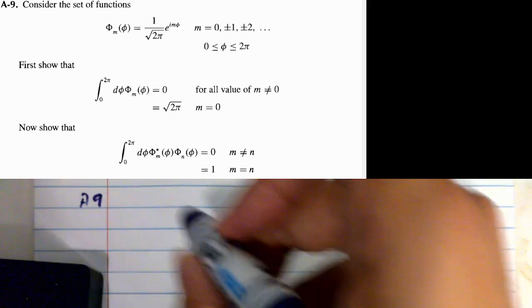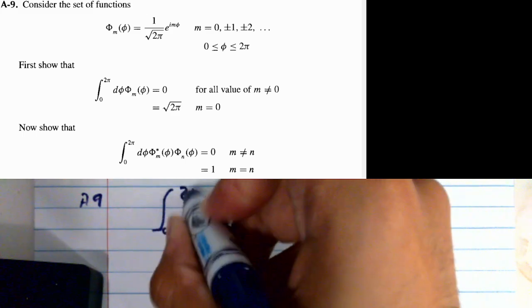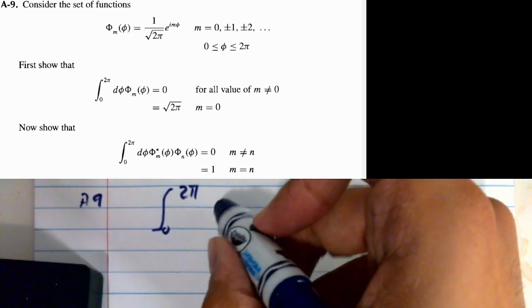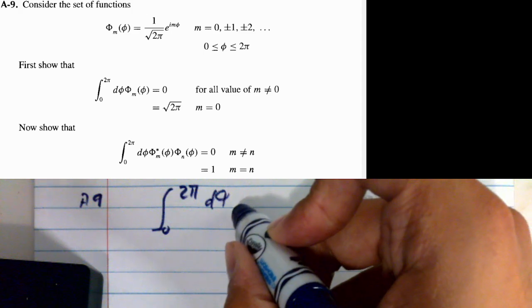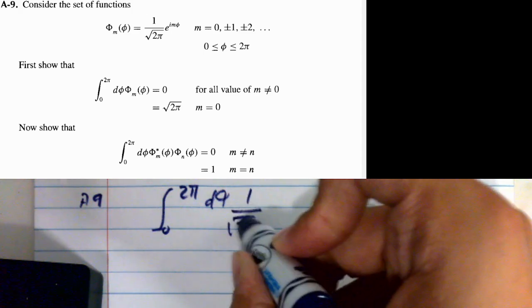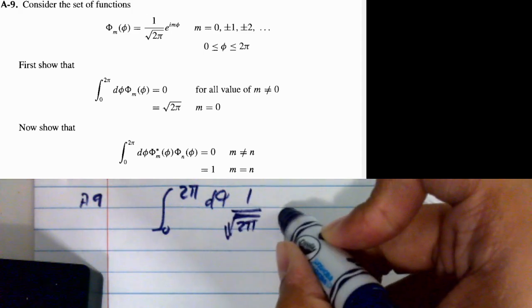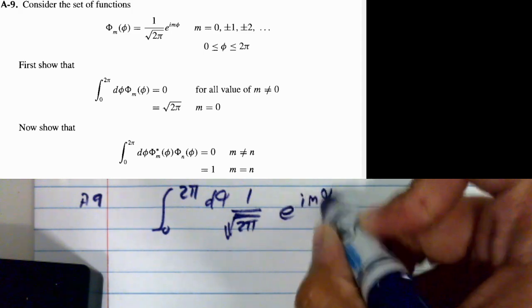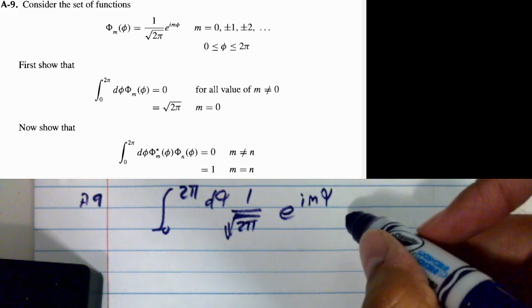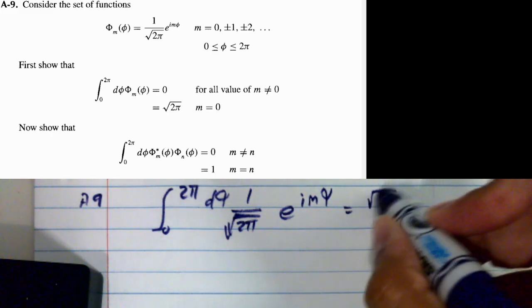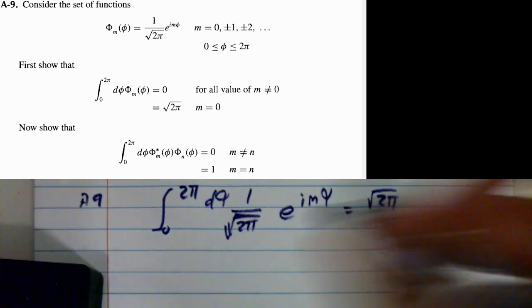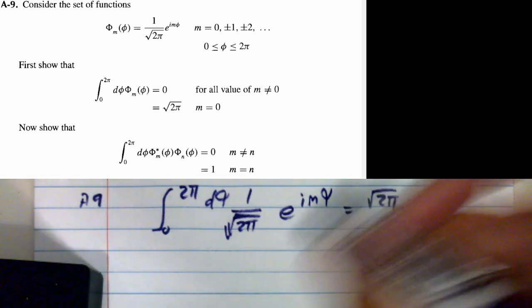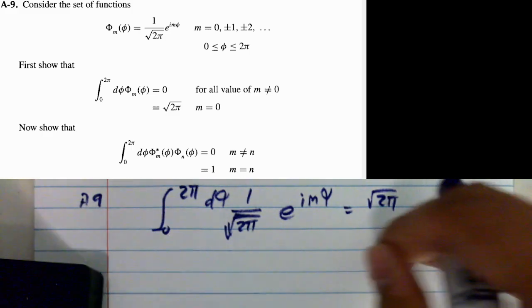With the first statement, the integral from 0 to 2 pi of the function d theta, 1 over radical 2 pi of e to the i m phi, is equal to radical 2 pi for all functions that are not 0. Okay, so if the function is 0, we're supposed to get this. If it's not 0, we're not supposed to get this.